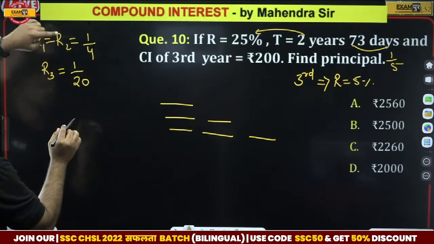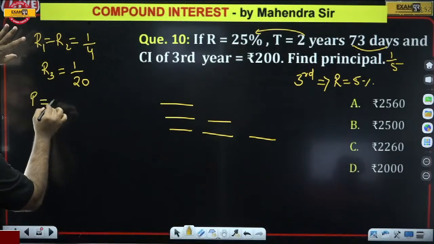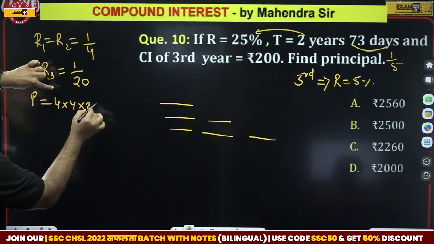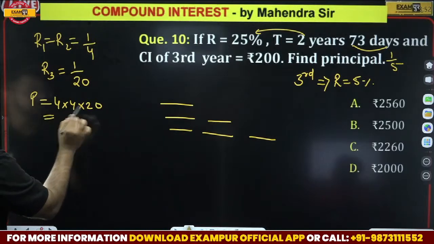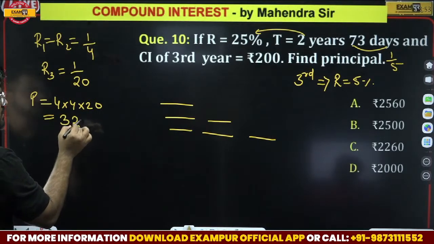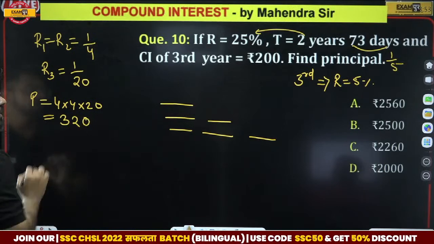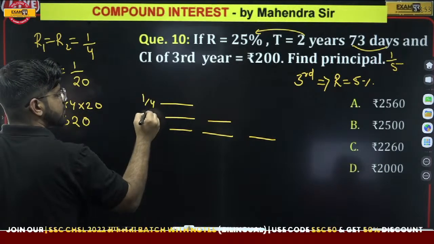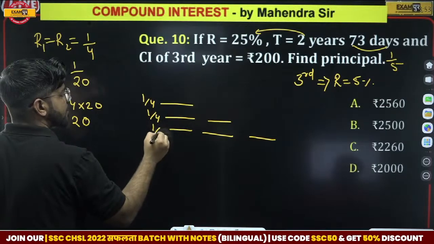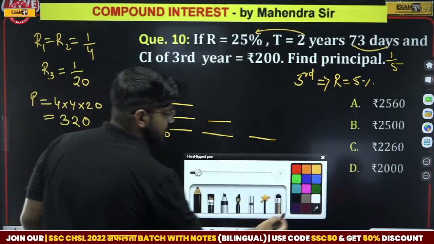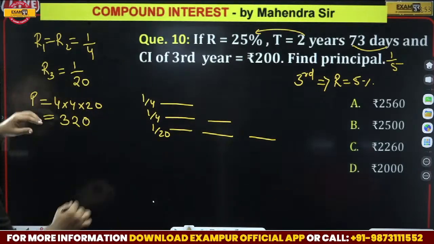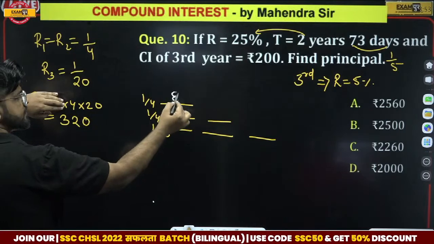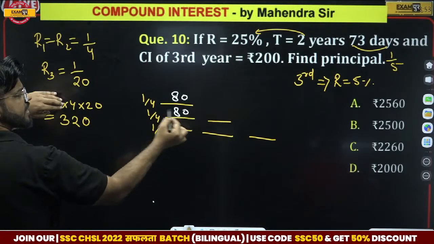So 1 by 4, 1 by 4 and 1 by 20. P will be 4 into 4 for the first year and second year, and for the third year it is 20. 4 4s are 16, 16 20s are 320. So 320 is my P. Here I have 1 by 4, here 1 by 4 and here 1 by 20 as an interest rate. Let's solve this question. So 1 by 4 will cancel out the 4. We have 80 here. Again 80 here because the rate is the same.